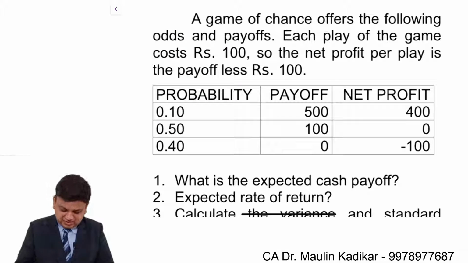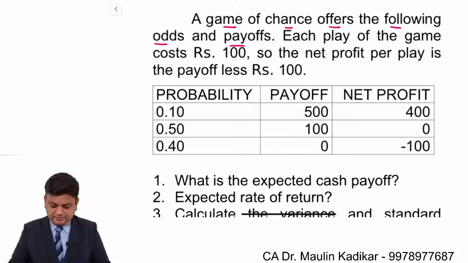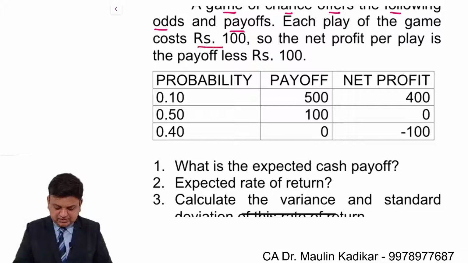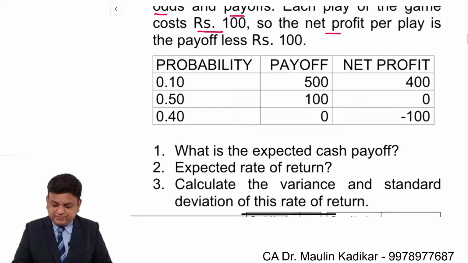Let us see the next question. A game of chance offers the following odds and payoffs. Each play of the game costs 100 rupees. So the net profit per play is the amount of payoff less 100 rupees.